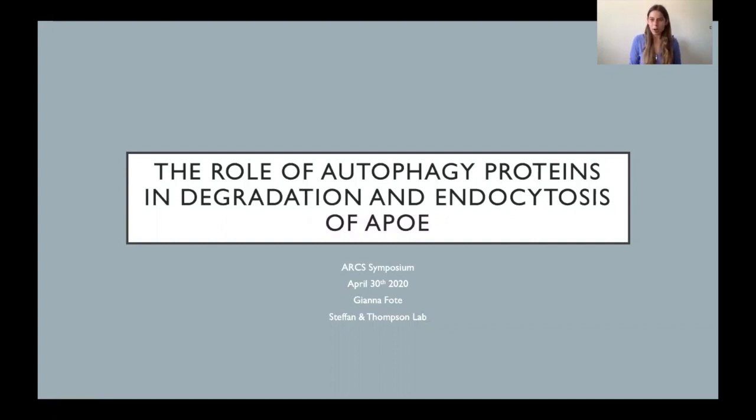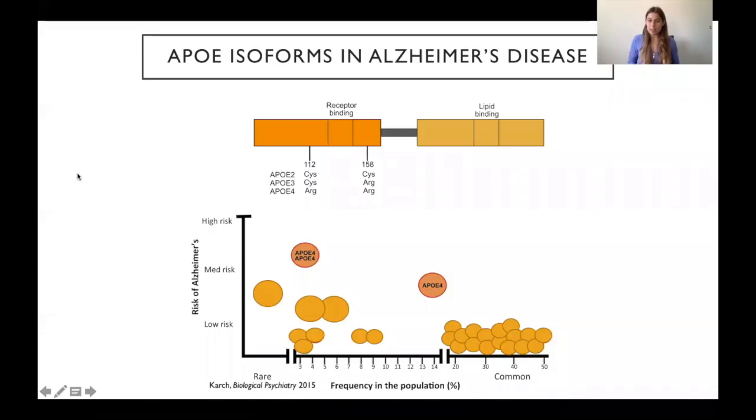Today I'm going to talk about how ApoE may be degraded by a process called autophagy. ApoE is a lipid-carrying protein, and the predominant lipid-carrying protein in your central nervous system, or your brain. Humans have several different types of ApoE, including ApoE4. ApoE4 is the biggest genetic risk factor for late-onset Alzheimer's disease.